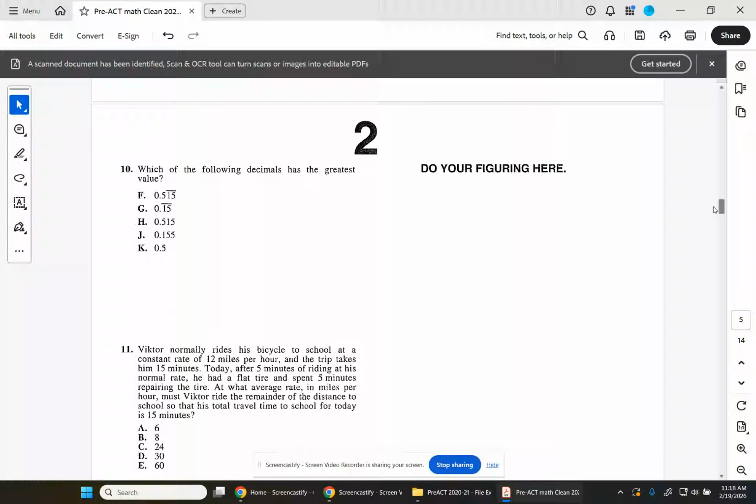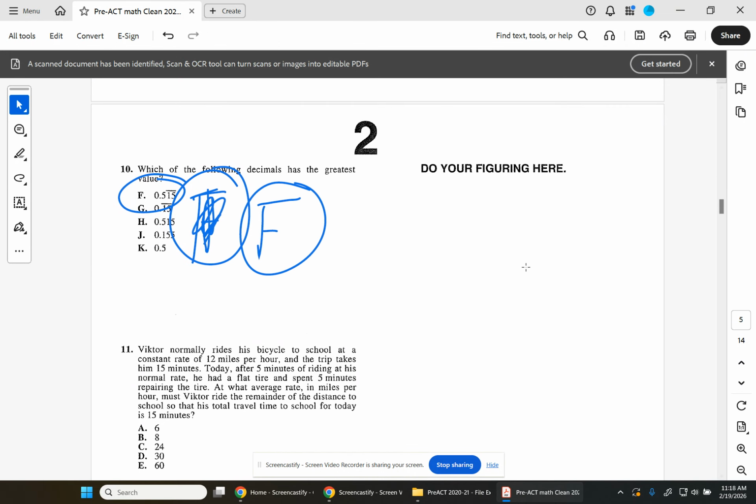Okay, enough of that. Which of the following decimals has the greatest value? So now you're just basically trying to understand, do you know how to read decimals? Do you know what's going on with the decimal, with that repeating line over it? Of course, the answer is F. That's an easy one. There it is. F. There you go. Okay.